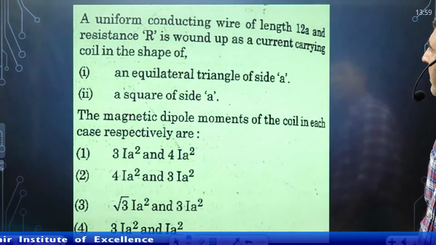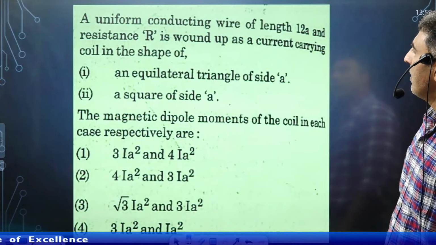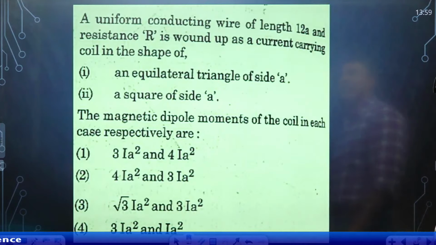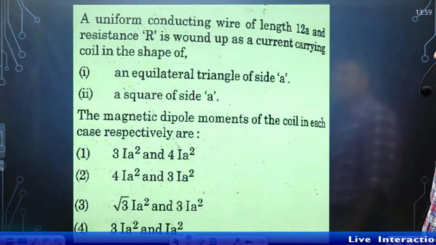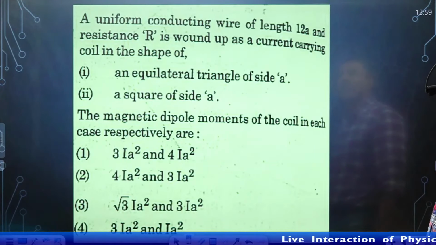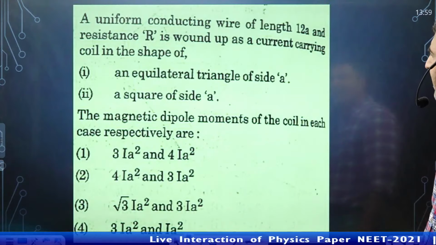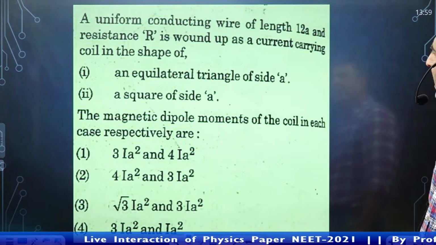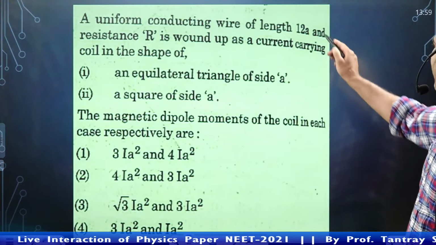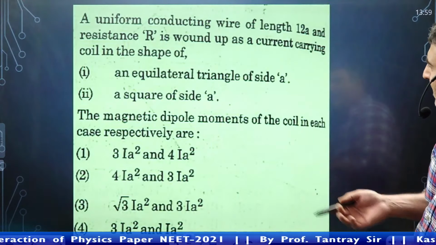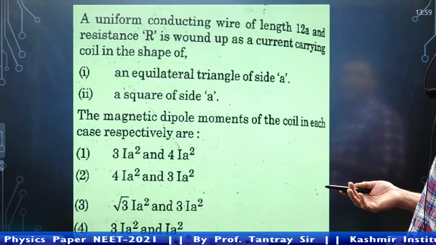Let me go to the next question. A uniform conducting wire of length 12A and resistance R is wound up as a current carrying coil in the shape of an equilateral triangle of side A and a square of side A, but 12A is the total length. So what is the magnetic dipole moment?